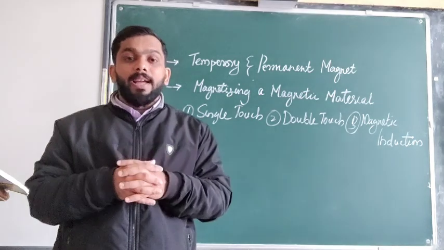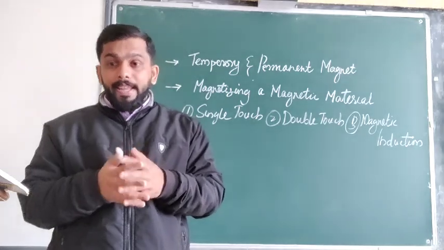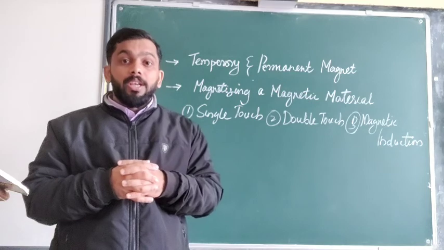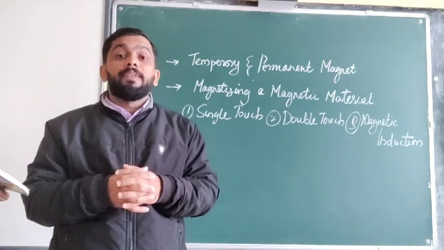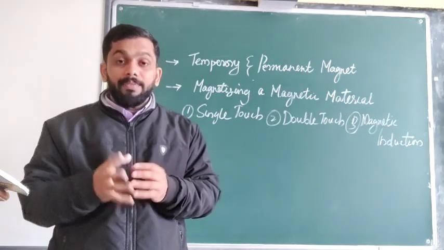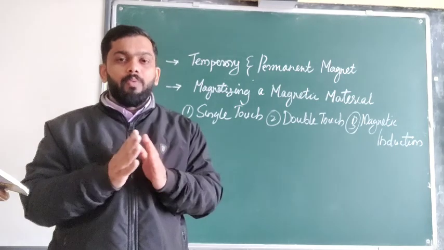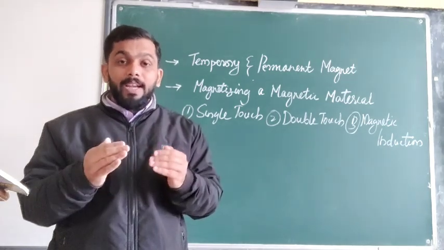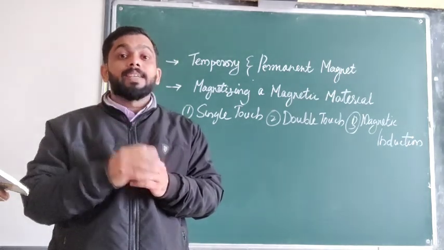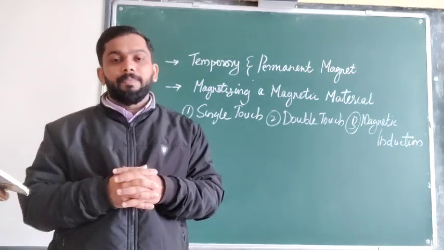Whereas permanent magnets are the magnets which retain their magnetic properties for a long time even after we remove the magnetizing force. So in a very simple way we can say that temporary magnets are the magnets that can store magnetism only for a short time. Permanent magnets are the magnets that can store the magnetic properties for a long time.